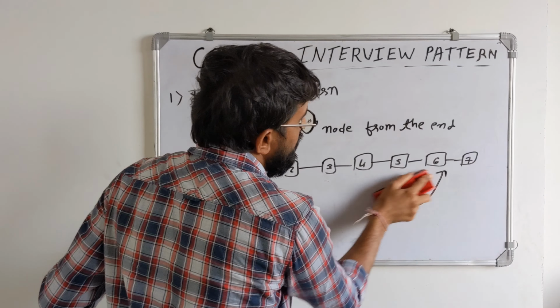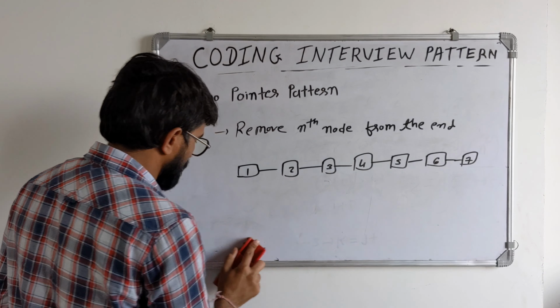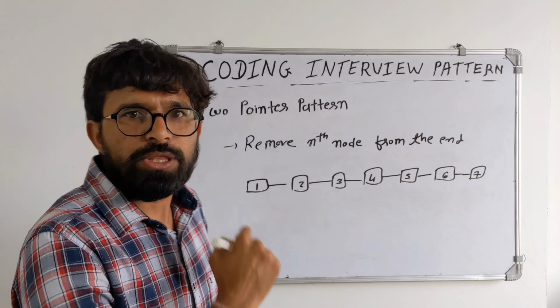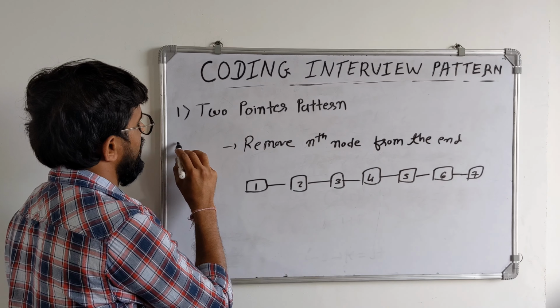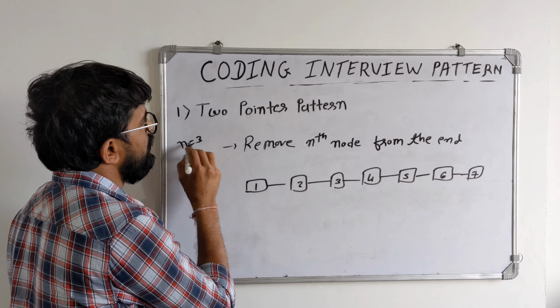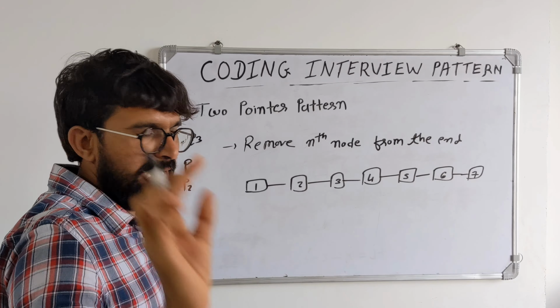Now, how can we do the same thing using the two pointers? In the two-pointer approach, we will keep two pointers. Let's say one is P1 and one is P2. Now, let's say the P1 pointer we will move for n steps. As we said, n is equal to 3, so we will move for n steps.